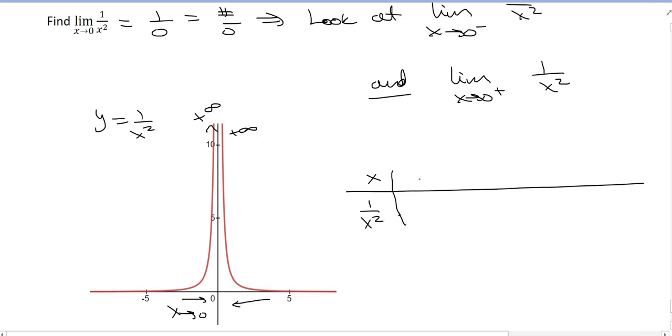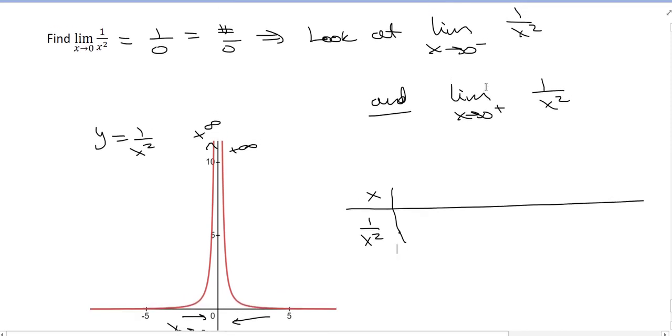So from the left, you're going to 0 from the left. If you're to the left of 0, you're less than 0, which means you're a negative number. So you can think of negative 0.1, negative 0.001, and see what is happening here. When you plug it in, it'll be 1 over negative 0.1 squared. Notice that 0.1 is 1/10, right? So then this is going to become 1 over negative 1/10 squared.